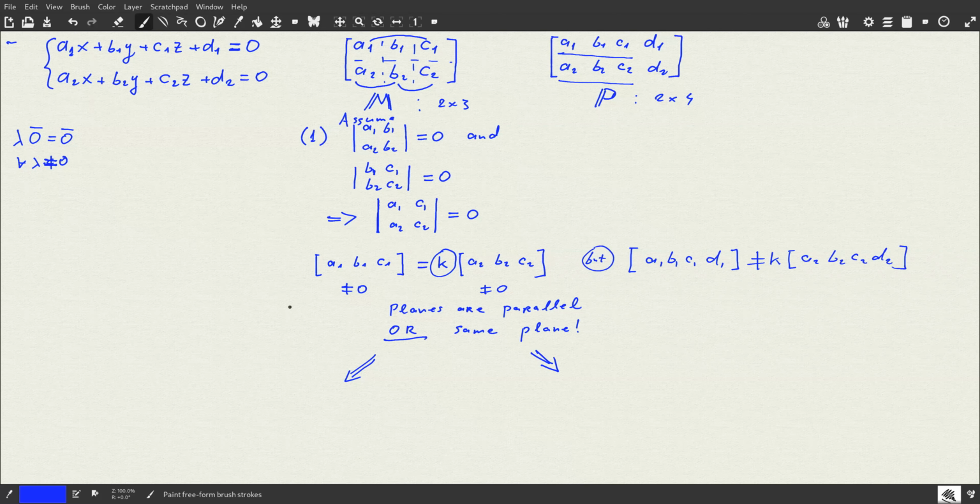Then we say that in this case, the rank of M is equal to 1, but the rank of P is equal to what? In the larger matrix P, the rows are not proportional. So in that case, they are not linearly dependent. So what is the rank of P in that case?